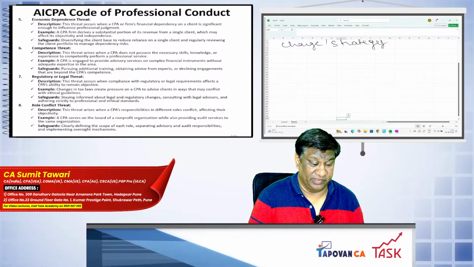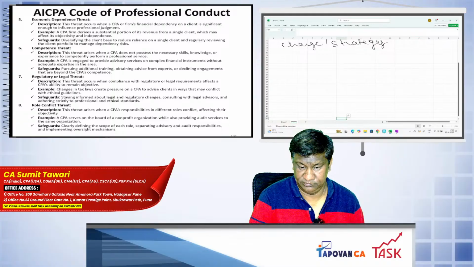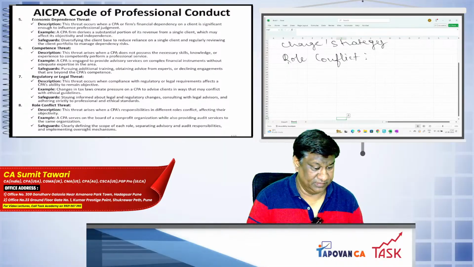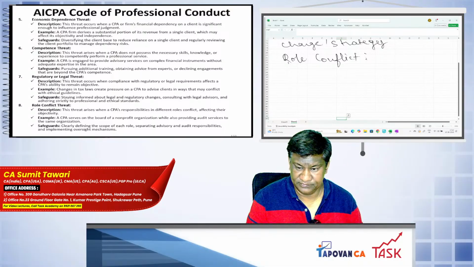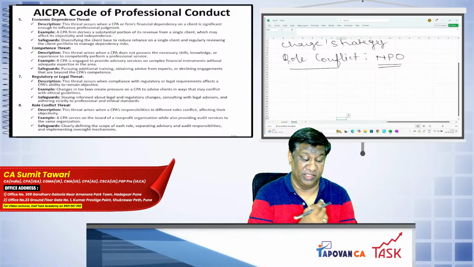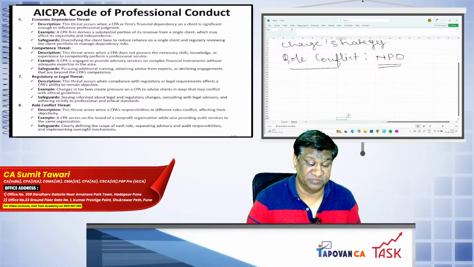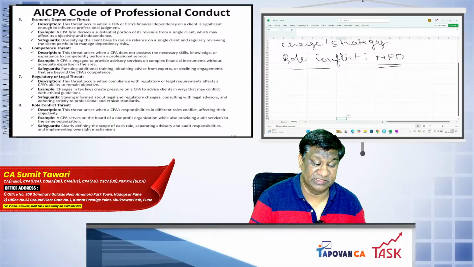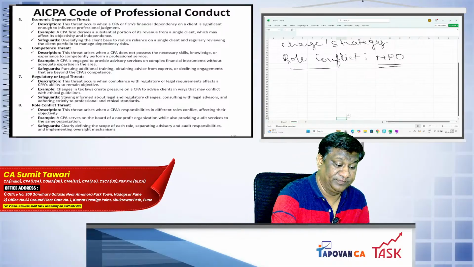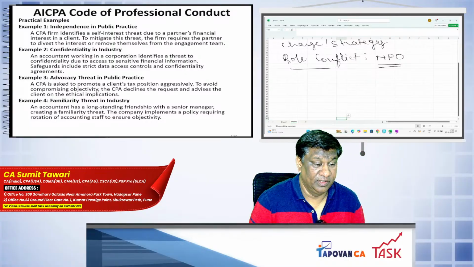Then role conflict threat. So if the CPA is also a part of the board, he also has to act as a CPA. It happens mostly in case of not-for-profit organizations. In for-profit organizations it is not allowed, but if you are an honorary board member of a not-for-profit organization, in that situation you can provide the audit service.